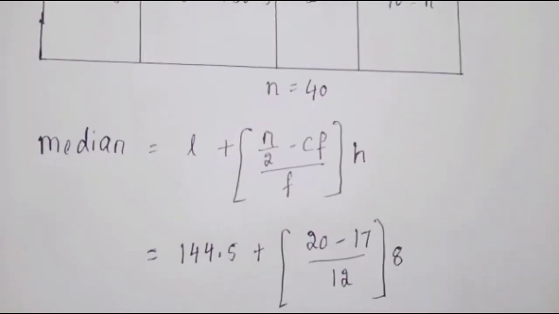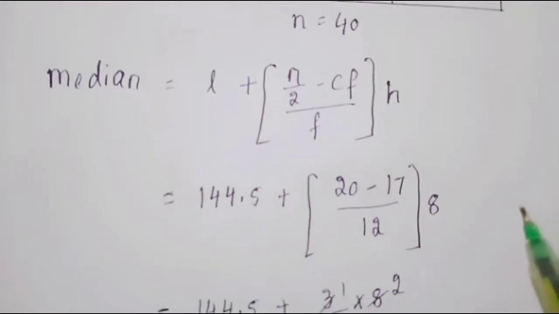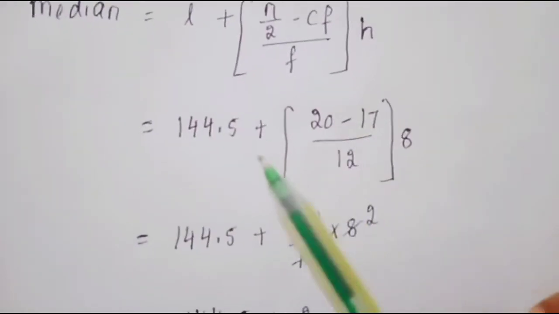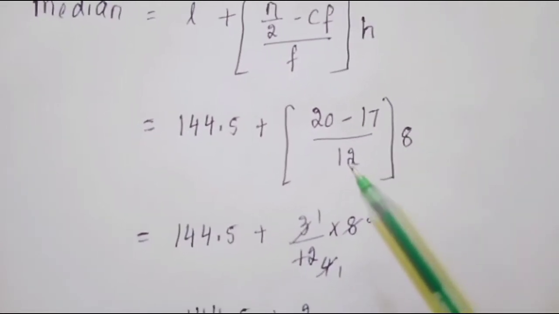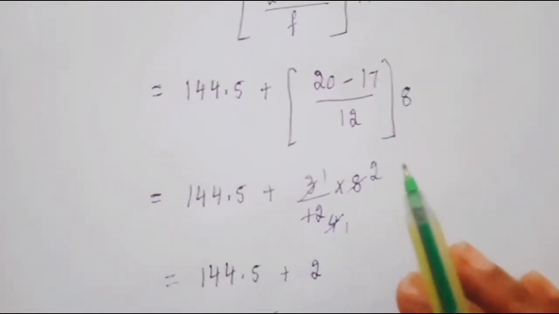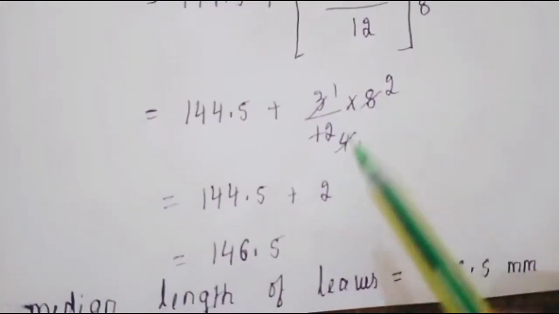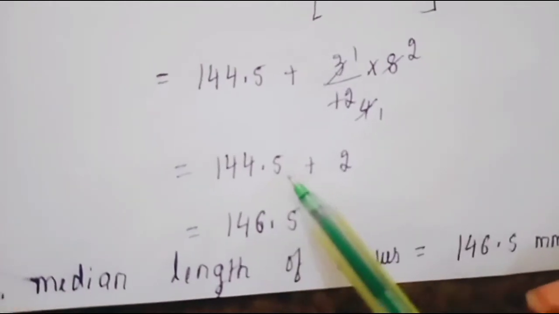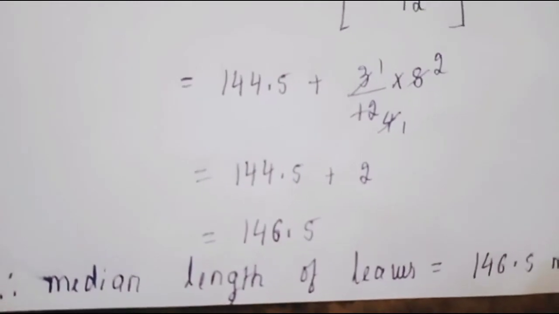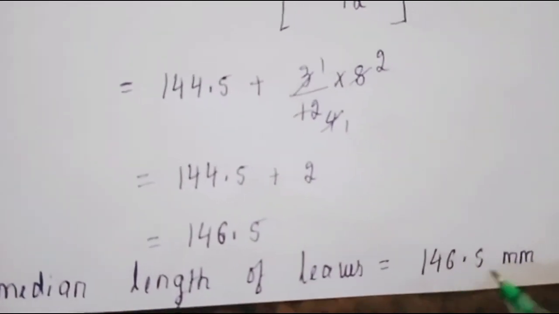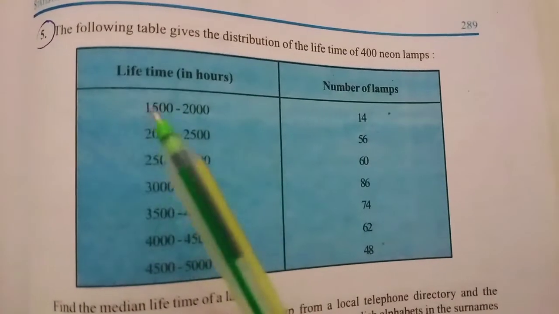Now the median formula is median equals L plus n by 2 minus CF, by F, into H. Substitute all the values: 144.5 plus 20 minus 17 divided by 12, into 8. 20 minus 17 is 3. 3 by 12 into 8. After simplifying we get 2 here. 144.5 plus 2 is 146.5. Therefore, you can conclude the median length of the leaves is 146.5 millimeter.